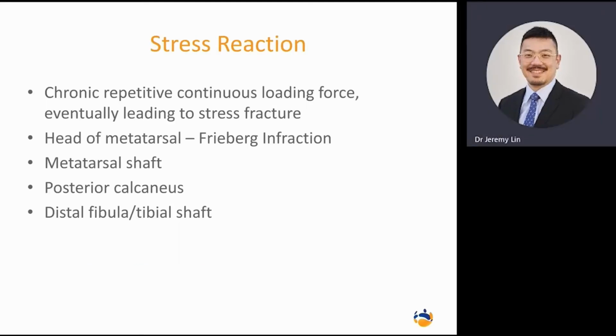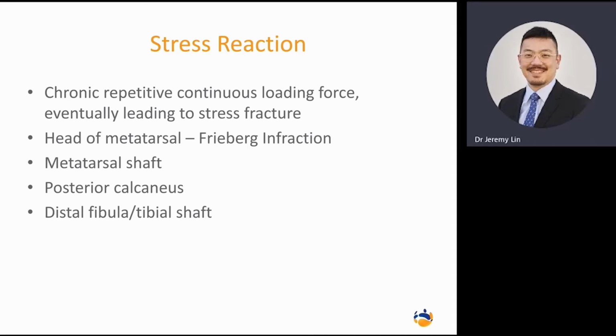Okay, so that's all our traumatic injuries. The next thing I'm going to talk about is stress reaction. Stress reaction is one of those conditions that is a cause for chronic pain. It is a condition that may not often be at the forefront of our considerations when we're thinking about differentials for chronic pain. And it is also one of those conditions that, unless the reporting radiologist is thinking about it, we can often miss the subtle findings of.